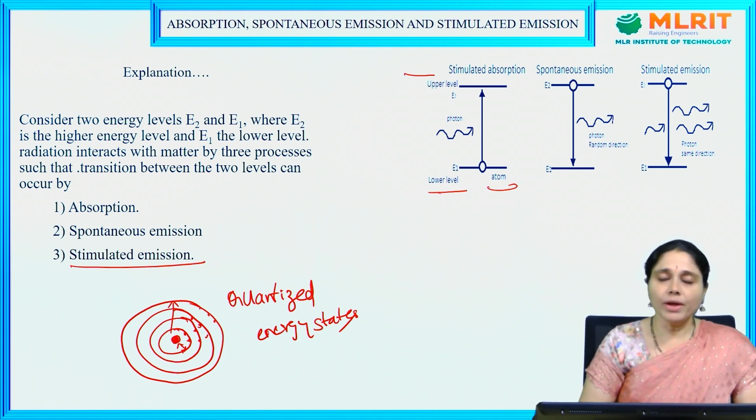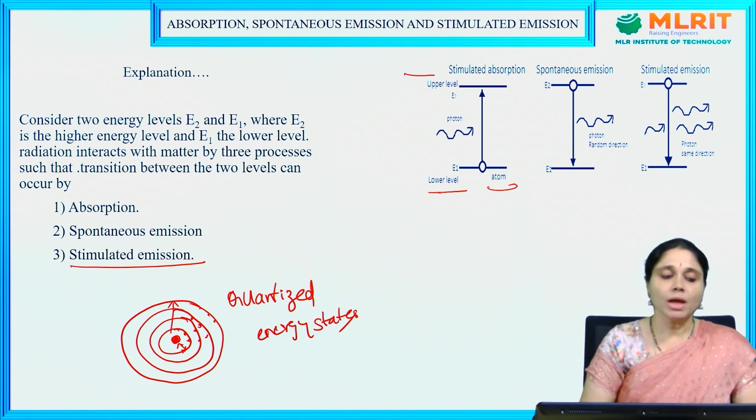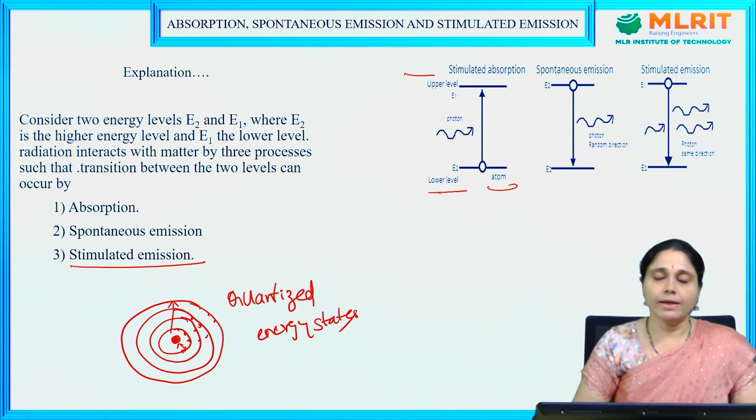So if we consider the atomic transition, the atomic transition means the electron is going to transit from one energy level to another energy level. Then the total is considered as atomic transition. Okay, so consider two energy levels E2 and E1, where E2 is the higher energy level, as we have said, and E1 is the lower energy level.